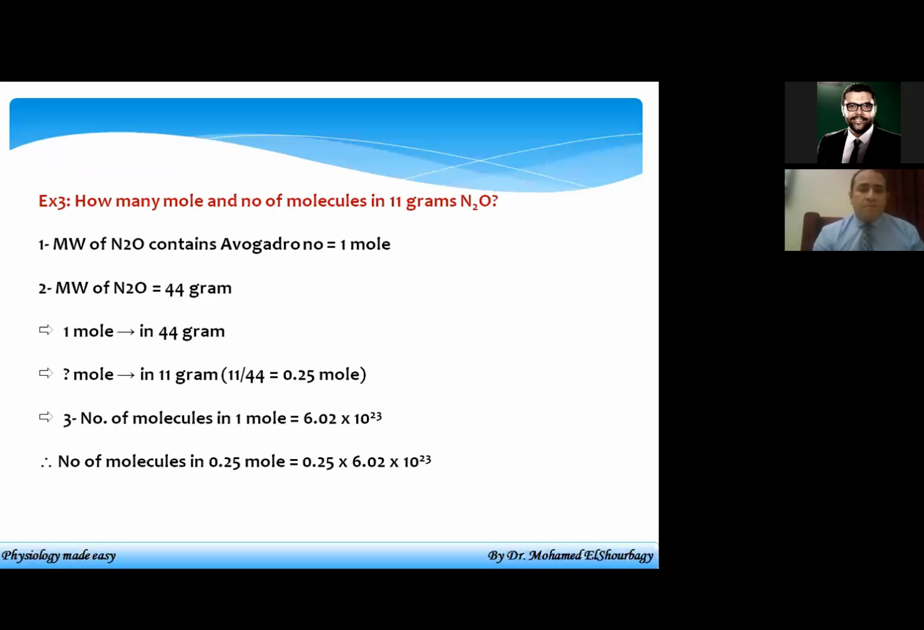How many moles and how many molecules are in 11 grams of nitrous? Okay. One mole contains the Avogadro number. The molecular weight of nitrous equals 44 grams, so 1 mole is in 44 grams. How many moles in 11 grams? It will equal 0.25 mole. So what is the number of molecules in 1 mole? It equals the Avogadro number. So the number of molecules in 0.25 mole, we will multiply 0.25 by the Avogadro number, which equals 6.02 multiplied by 10 power of 23. Okay.